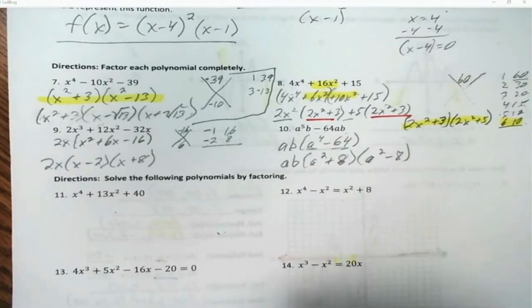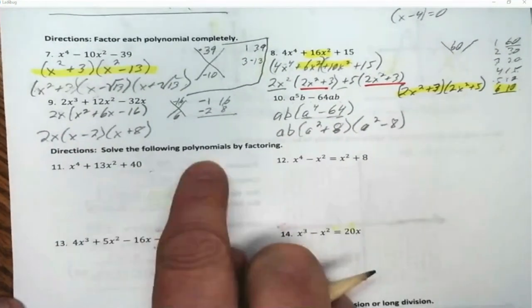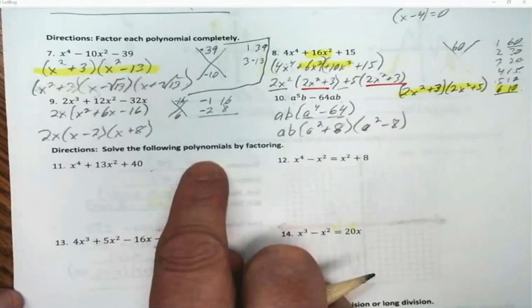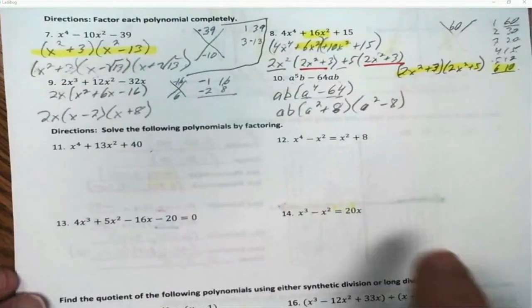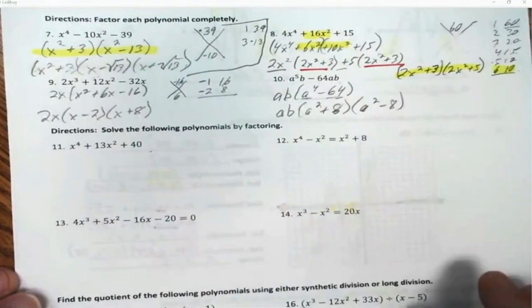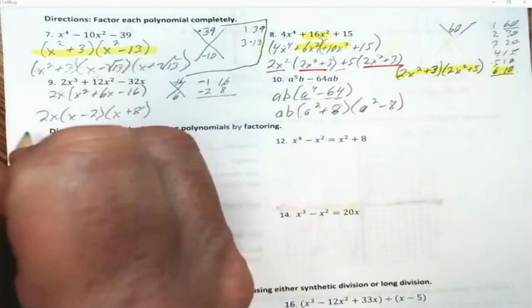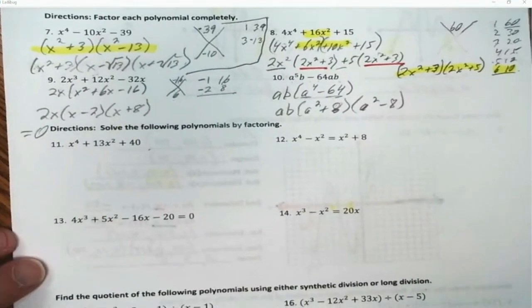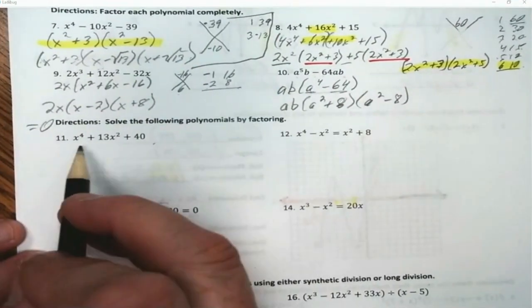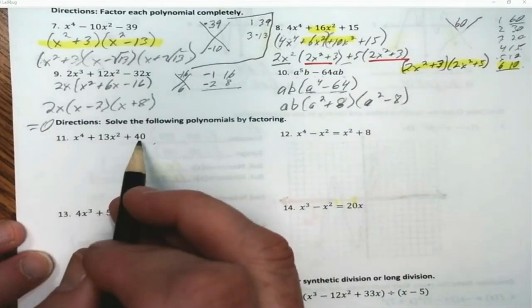Okay, this says solve the following polynomials by factoring. That's just one step farther than we had here. Because first we have to factor them and get them into the factored form like we do here. But then we set it equal to 0, and that's how we solve it. So let's look at this one: x to the 4th, minus 13x squared plus 40.